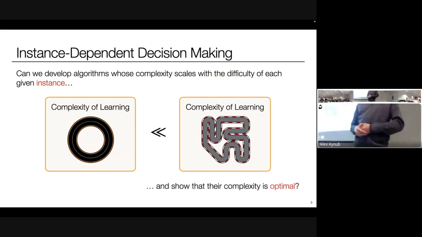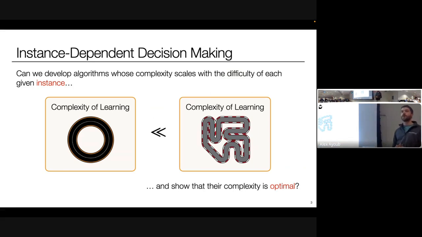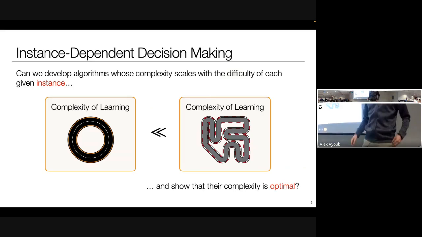And furthermore, what we're talking about in this talk, we really want to show that the complexity is optimal on a particular instance. So we want to show that on a given instance, we can do as well as any reasonable algorithm would on such an instance.